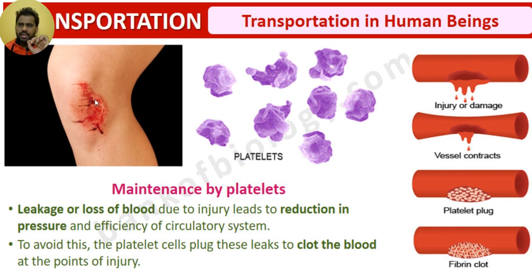But there is something called a platelet. What happens in the case of platelets? The basic function of platelets is that they help in blood clotting. They clot the blood in one place and stop the blood flow. With injury or damage, some blood has gone out. The vessel contracts, platelet plugs come in, and they make a fibrin clot, because of which we get blood clotting and the blood stops flowing out. Leakage or loss of blood due to injury leads to reduction in pressure and efficiency of the circulatory system. To avoid this, the platelets plug these leaks to clot the blood at the points of injury.